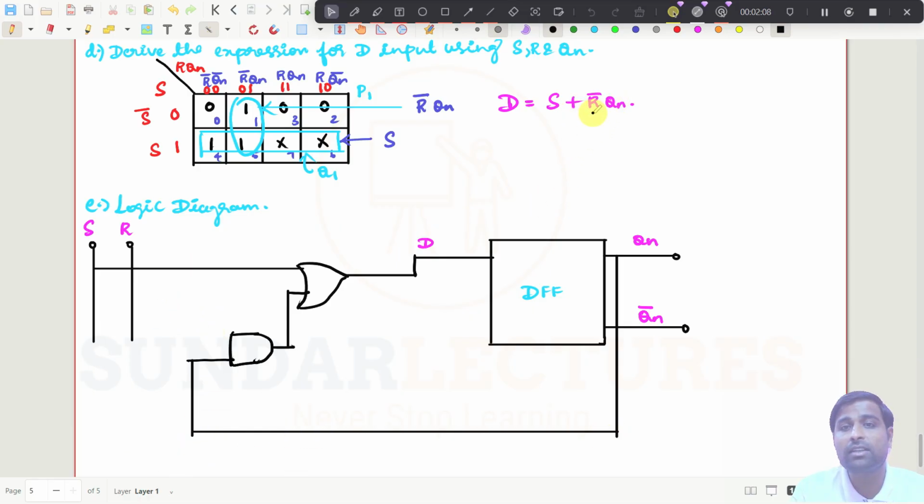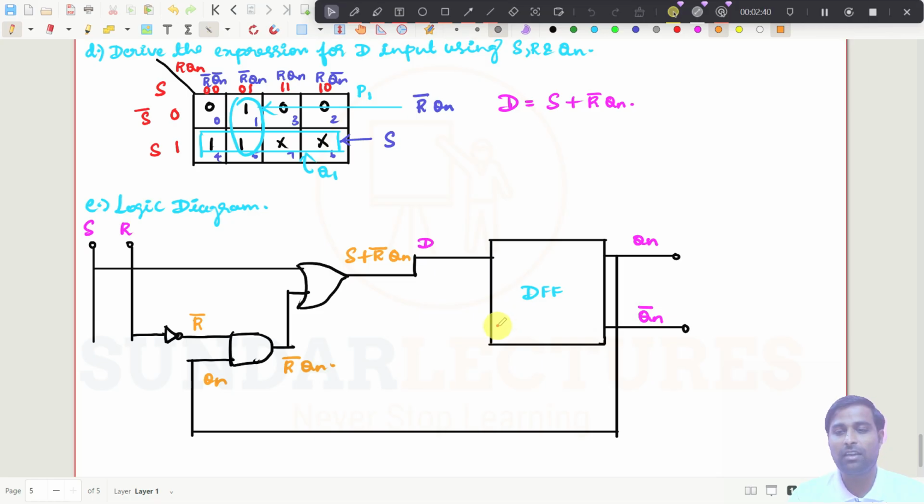And what is the other one? It is R bar, right? So we need to put a NOT gate here, and we need to connect this one. So now you can see this. This is actually S plus R bar Qn. Right? So this is R bar, this is Qn, and what is this one now? R bar Qn. So now you can easily understand the procedure.